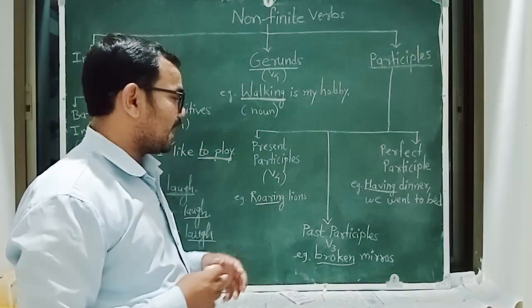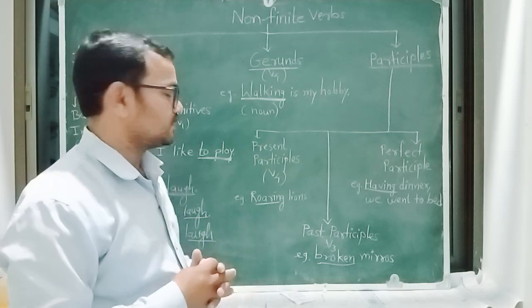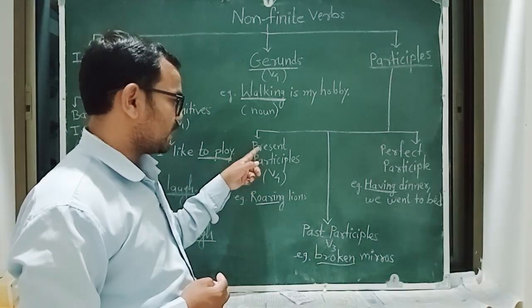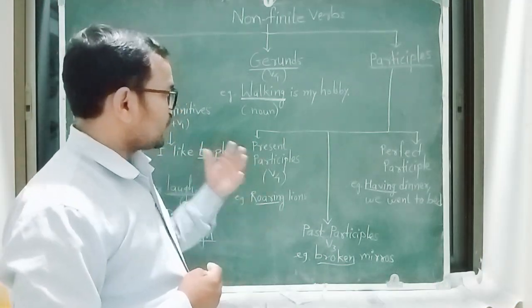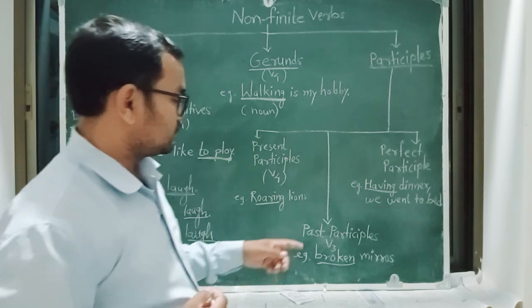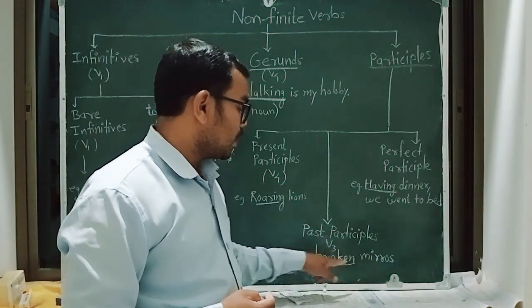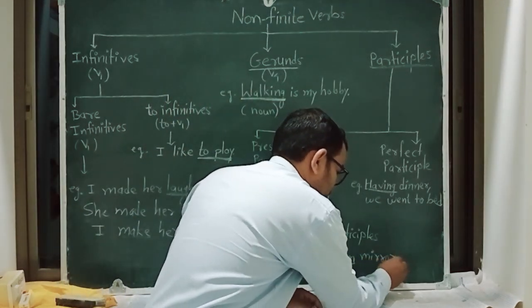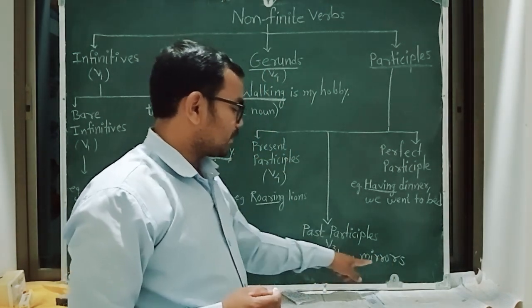So whenever we find the V4 form of the verb acting as an adjective in the sentence, then that V4 form of the verb is known as a present participle, right? So another type of participle is the past participle. Again over here, broken mirrors, right? Sorry, broken is describing mirrors. Broken mirrors. So broken is describing mirrors.